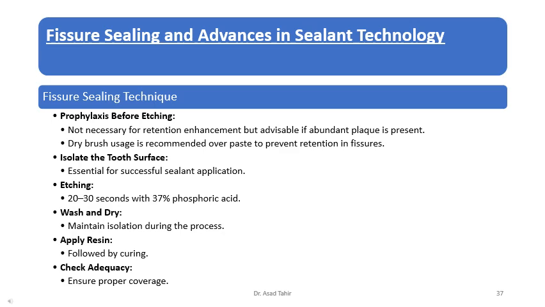Apply resin. The resin is applied and then cured to harden it. Check adequacy. Make sure the sealant covers the fissures properly. These steps ensure that the sealant is applied effectively and provides the best protection against cavities.